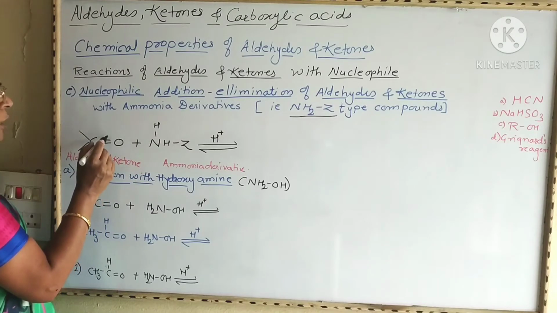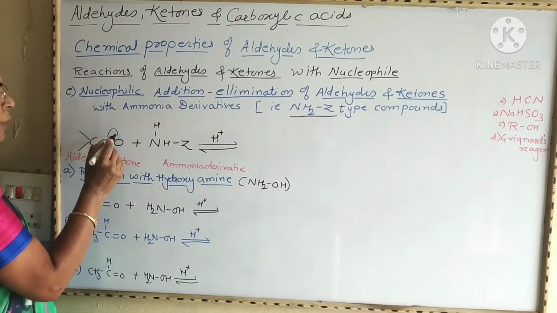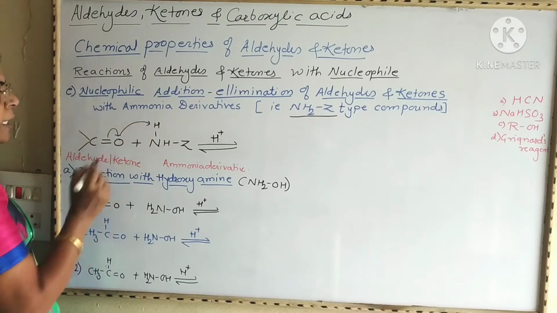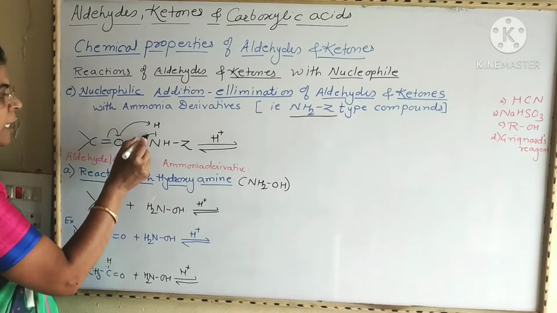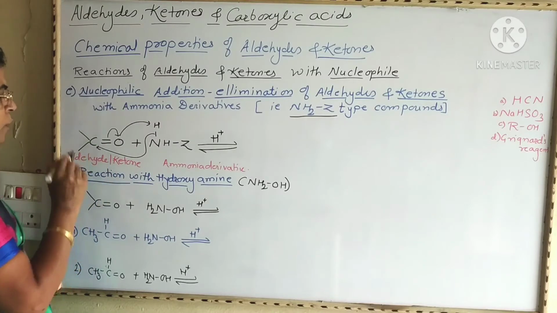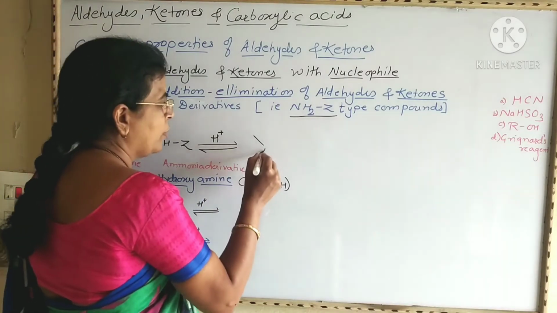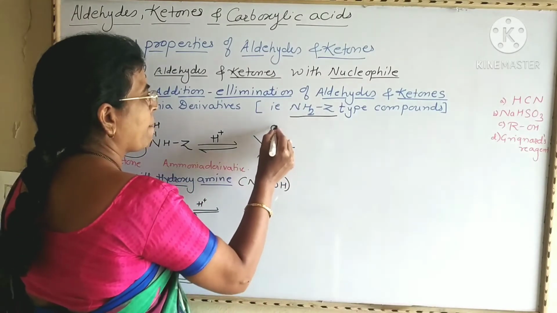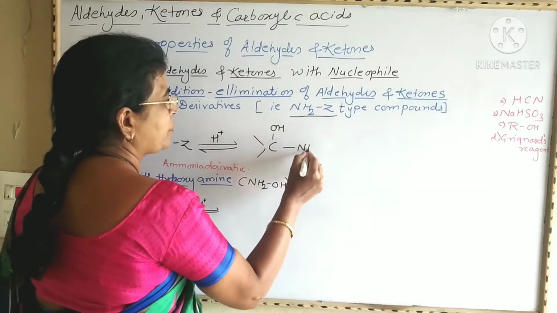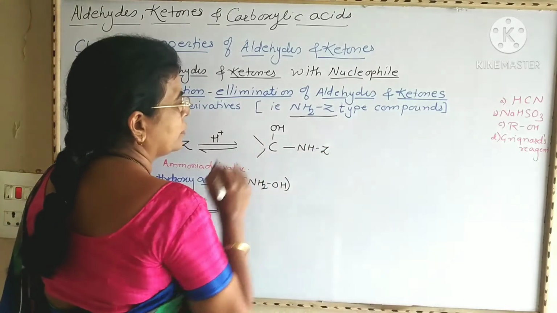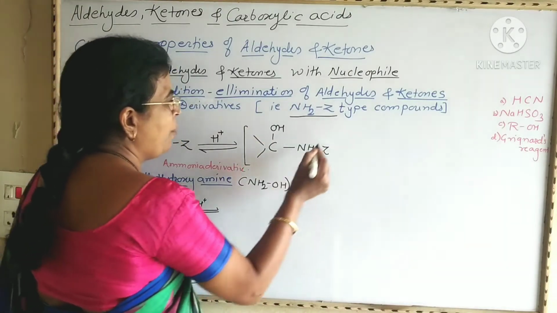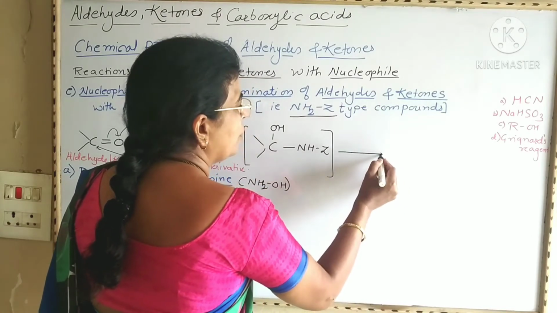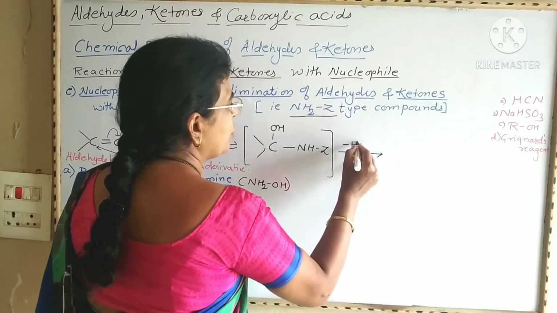That is, this oxygen is more electronegative. Therefore the electron pair shifts onto this oxygen, and then this electron pair gets attached to this hydrogen, and this NH bond gets attached to this carbonyl group to form this intermediate. This intermediate is formed, and this intermediate then undergoes removal of a water molecule.